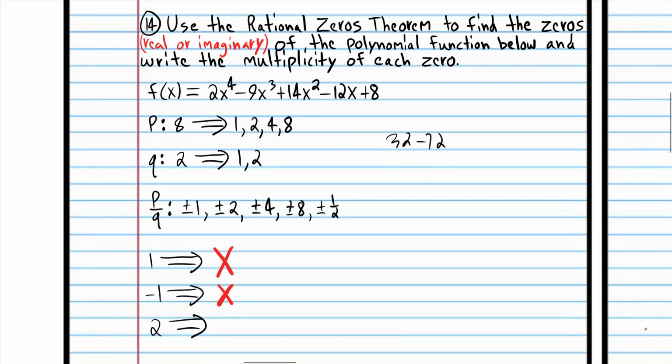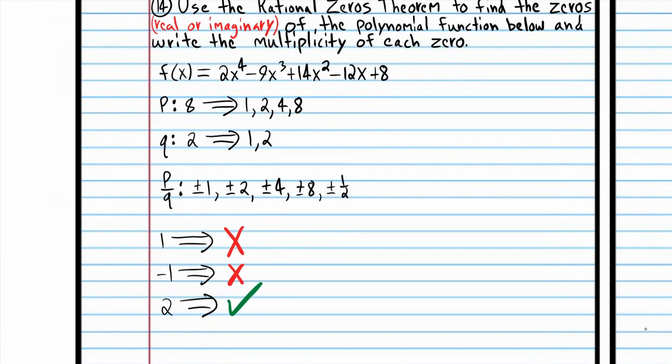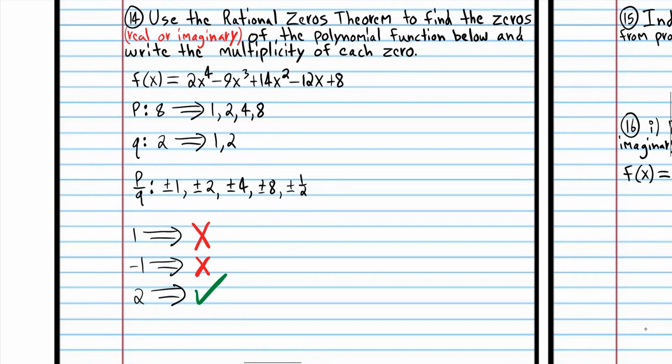Plugging in 2, we get 56, and then minus 24, and then plus 8. Now, if you want to do this in your calculator, you can do it. That's okay. I don't expect you to do everything in your head or on paper. So if you add all these up, we get 0. So what that means is we just proved that 2 is a 0. But remember, if 2 is a 0, then that means by the remainder theorem, or excuse me, the factor theorem, that x minus 2 is a factor.